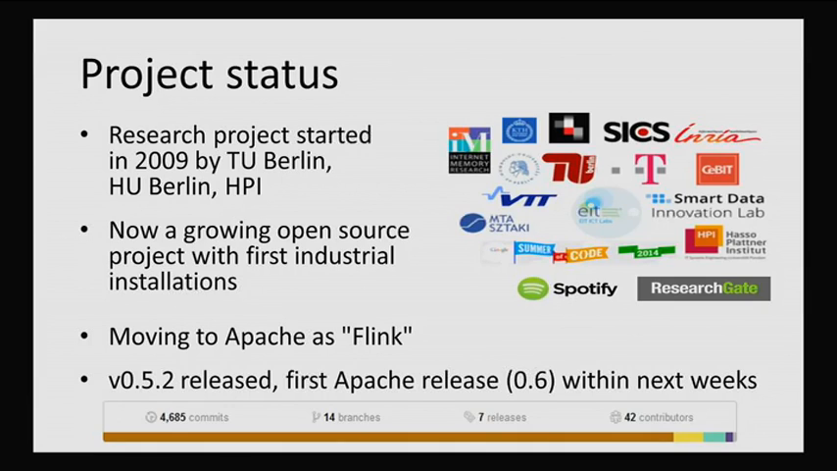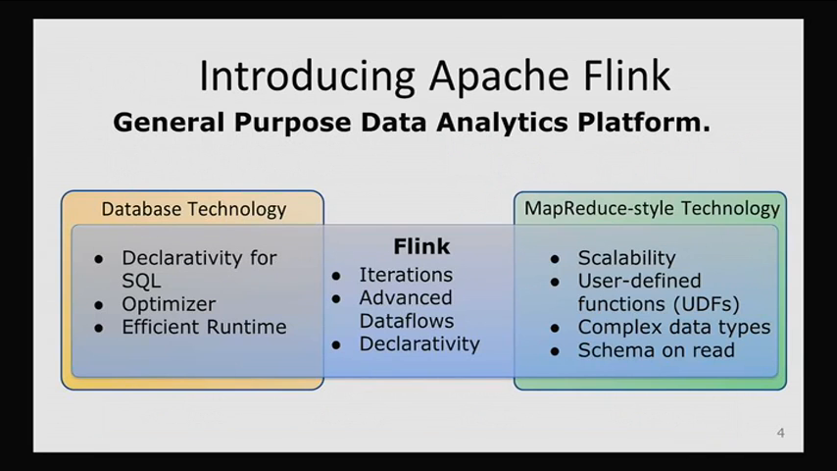Flink operates in the same use space as systems like Apache Spark or Hadoop MapReduce. It shares common traits like scalability and user-defined functions, but combines these with database technologies like declarativity and optimization. So a lot of decisions on how the system works deep down are left to the system.